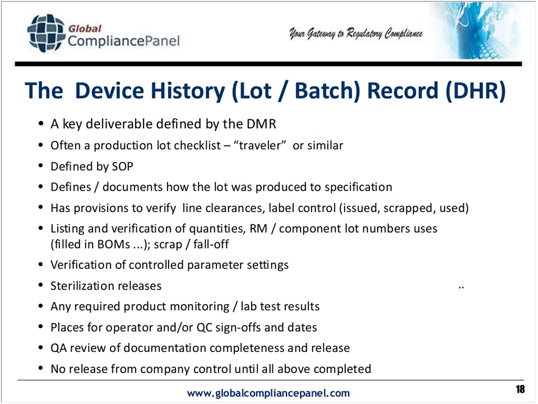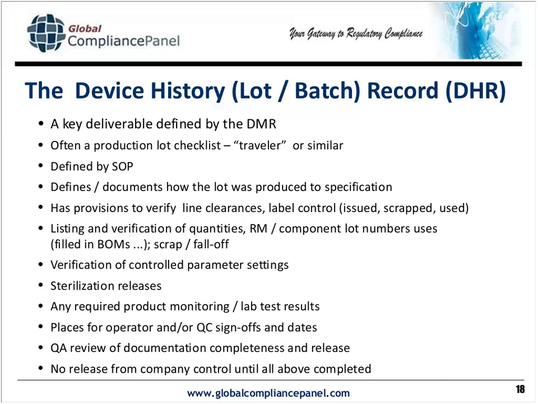Device history record, which is the lot or batch record, the DHR. Again, that would be the deliverable defined by, or the key deliverable defined by the device master record. It would either include or reference the bill of material. It would certainly be part of the traveler that follows along physically or on a computer with the production of that particular lot of product.